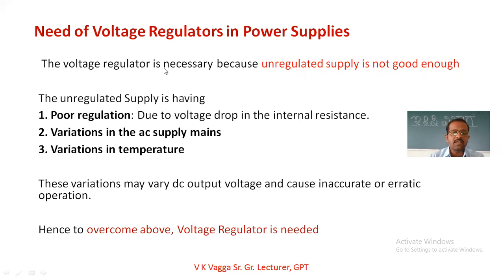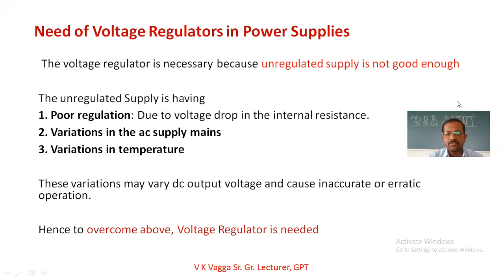The voltage regulator is necessary because an unregulated supply is not good enough. If you are using very delicate equipment, in any circuit building or ICs, they need to be operated with exact DC voltages.